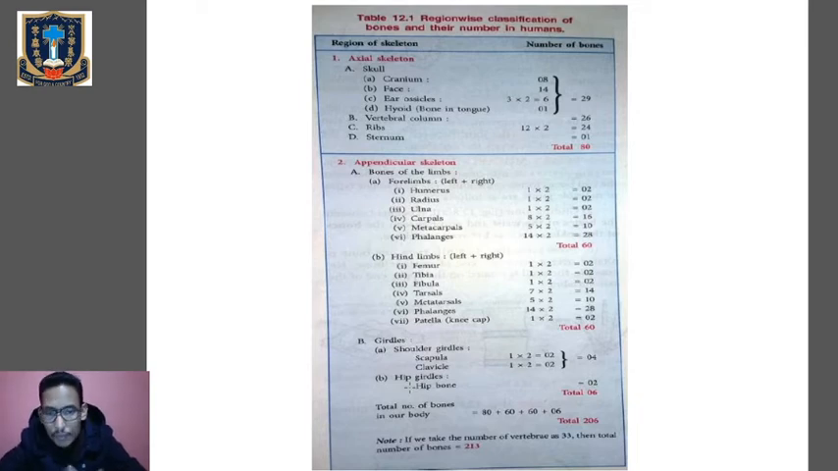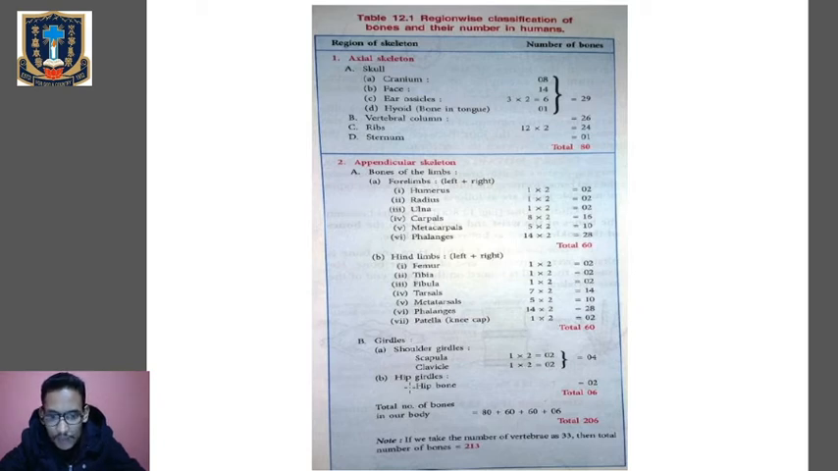So bones of the limbs, both left and right forelimb. Okay, so humerus 2, radius 2, ulna 2, carpals 16, metacarpals 10, phalanges 28, because in one there are 14. So when you consider both right and left, it becomes 28. Hind limb both left and right, femur 2, tibia 2, fibula 2, tarsals 14, metatarsals 10, phalanges 28, and patella, kneecap, which is not there in the forelimb, 2. So altogether in hind limb there are 60 bones.